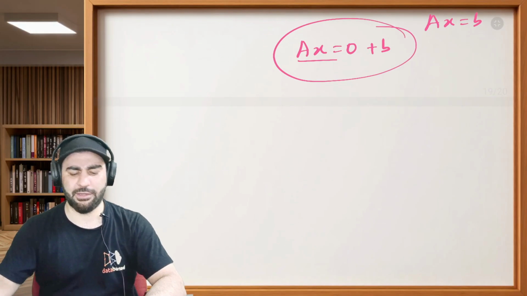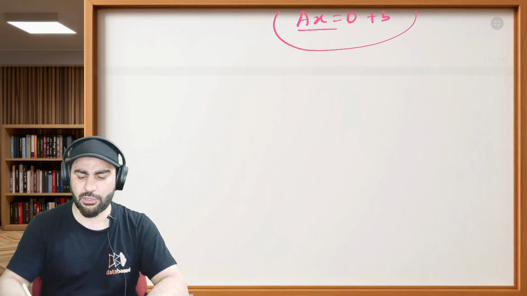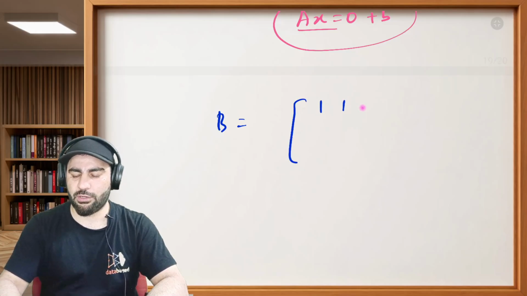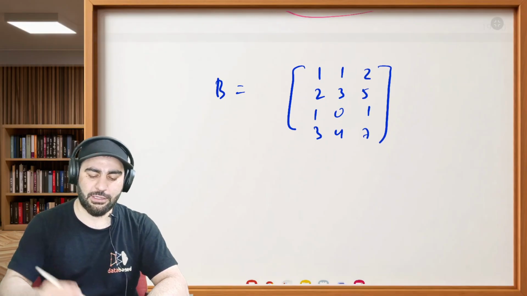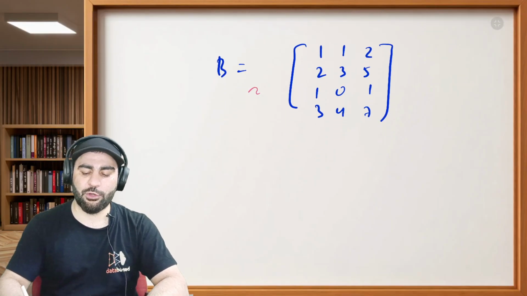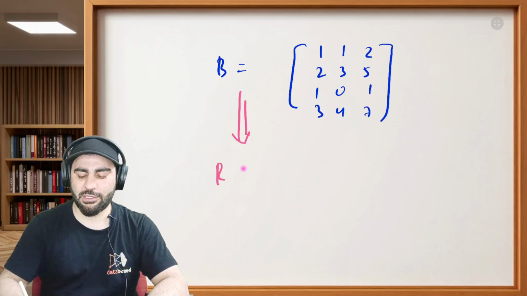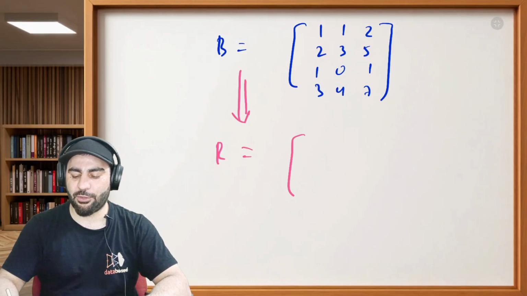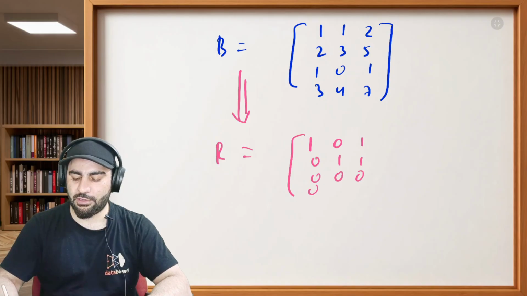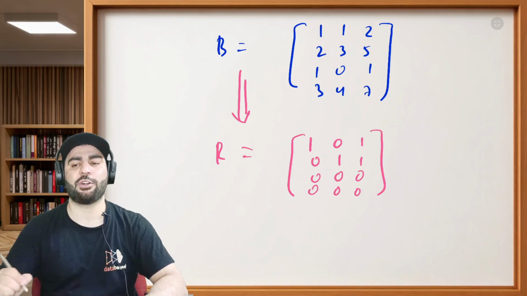Let's take a quick example. Let's say we have a matrix B over here. B matrix is, say, 1 1 2 2 3 5, this was 1 0 1, and this is 3 4 7. Now we can find the row reduced echelon form. You know how to do that. So R can be found: you perform row operations, and I'll get something of this sort: 1 0 0 1 1 1 0 0 0 0 0 0. So this is what I got.